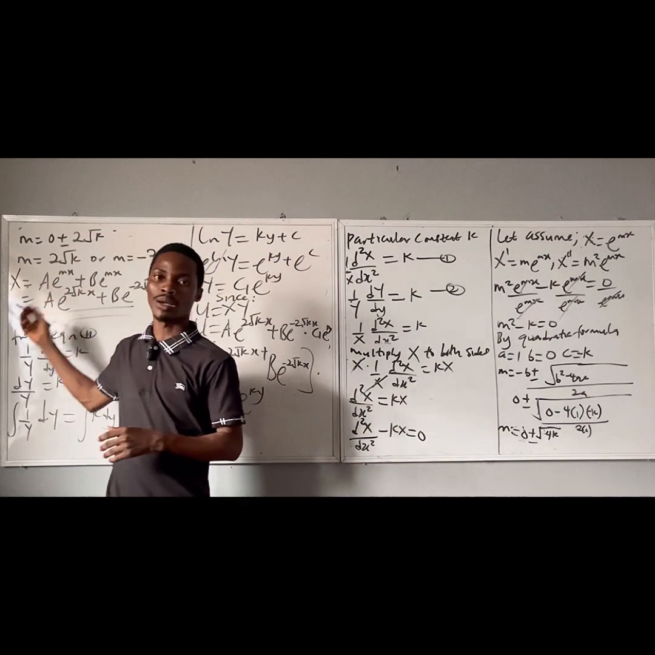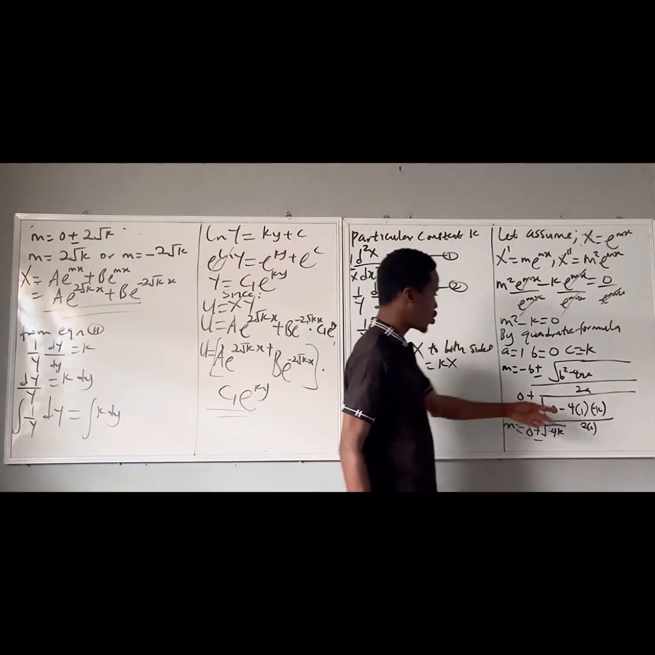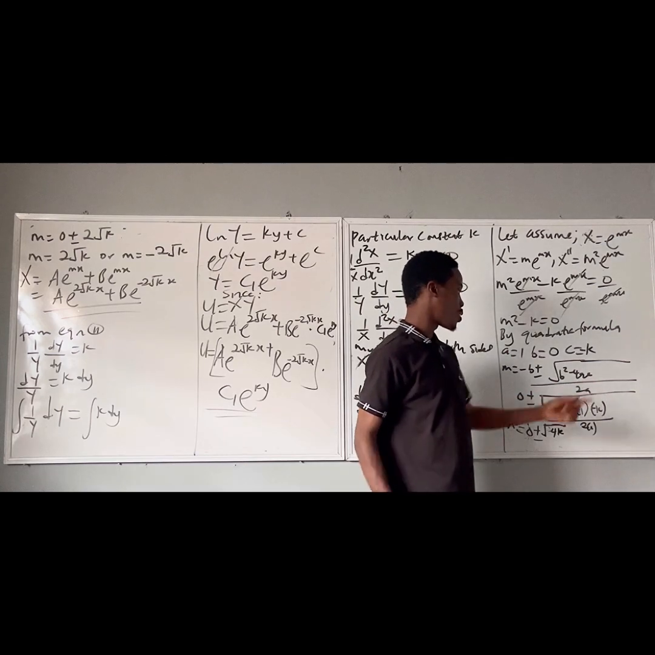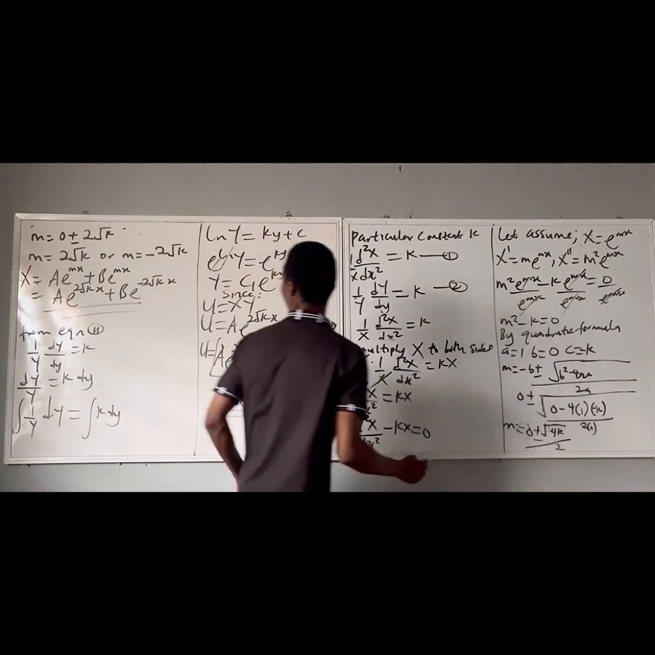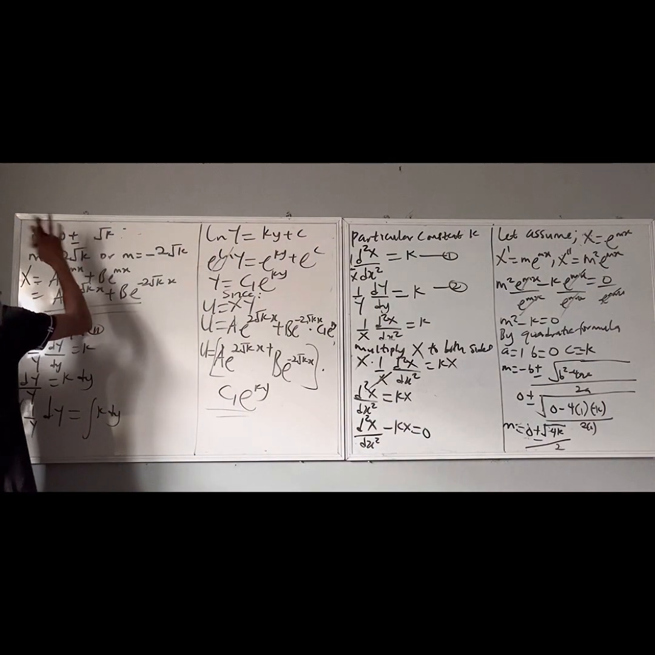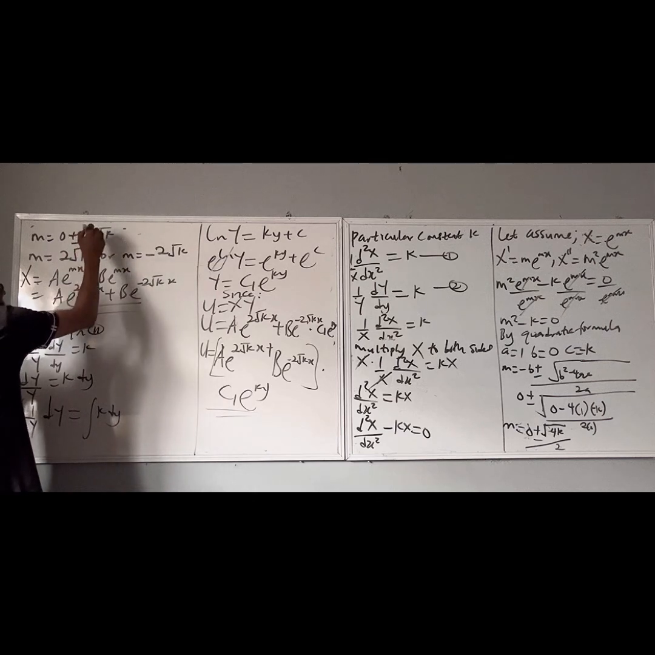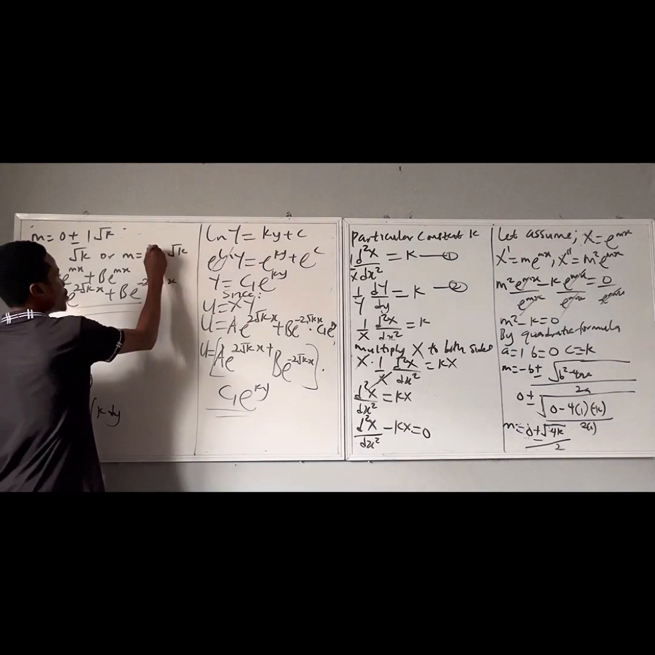It means I've used separation of variables to solve the partial differential equation. It means I did not use 2. 2 times a is what? 2. So all over 2. Here is all over 2. So 2 divided by 2, I'm going to have 1. So it is 1 plus or minus 1 root k. So my m is root k or minus root k.